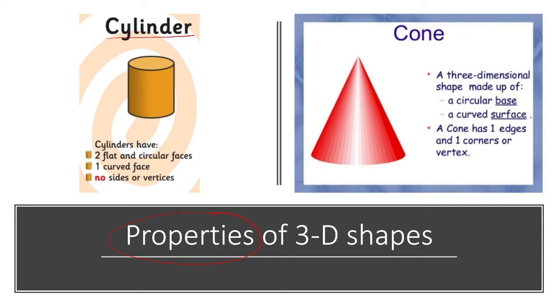The first we have the cylinders. Remember, in a cylinder you have two flat and circular faces, right? So here you have one, here you will have another one here in the bottom, right or not? That's why you have two circular and flat faces. That's the first property. One curved face, right? That's from here to here, curved, and no sides or vertices. So our cylinder will have two flat and circular faces, one curved face, but no sides and no vertices. All right, so that's the property of our cylinder.